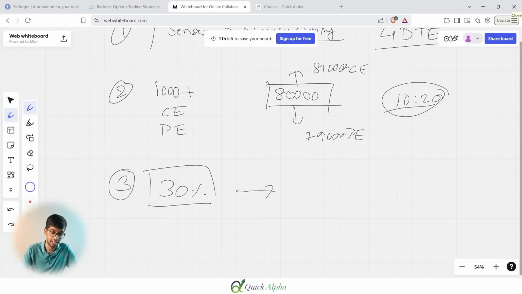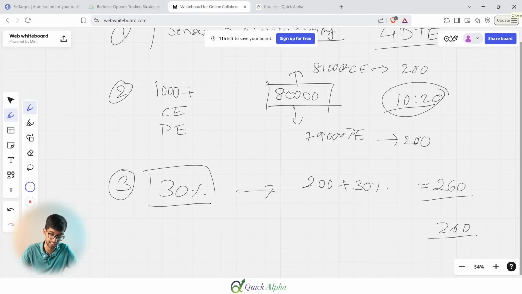So let us assume I have shorted this 81,000 CE at 200 rupees and the 79,000 PE at 200 rupees. How we are going to place the stop loss is essentially 200 plus 30%, which is going to be 260 rupees. So the stop loss on the call side is 260 rupees. The stop loss on the put side is also 260 rupees. So I'm going to place a 30% stop loss above my cost price.